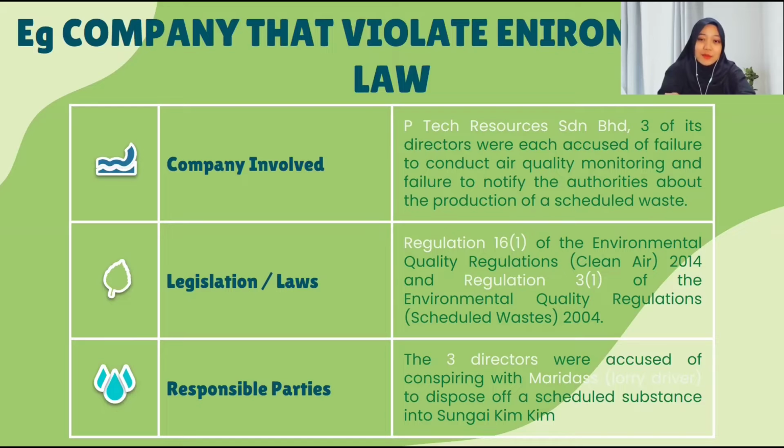Next, this is an example of a company that violated environmental law. The company involved is BTEL Resources Sdn Bhd, a used tire processing factory, and 3 of its directors were each accused of failure to conduct air quality monitoring and failure to notify the authorities about the production of a scheduled waste. The legislation: they were each charged under Regulation 16, subsection 1 of the Environmental Quality Regulation, Clean Air 2014, and 7 charges under Regulation 3, subsection 1 of the Environmental Quality Regulation, Schedule Waste 2004.